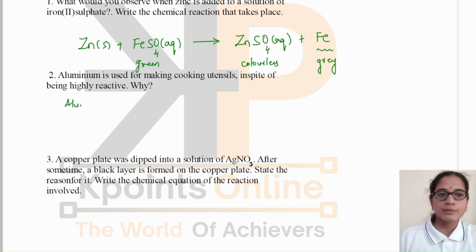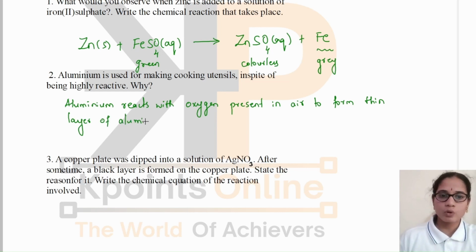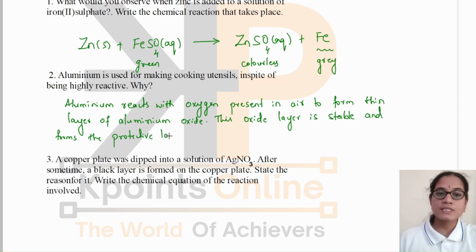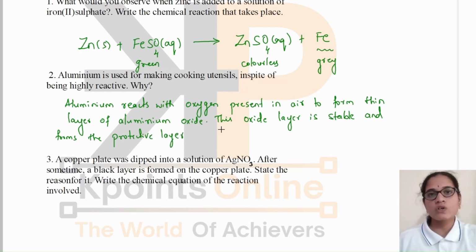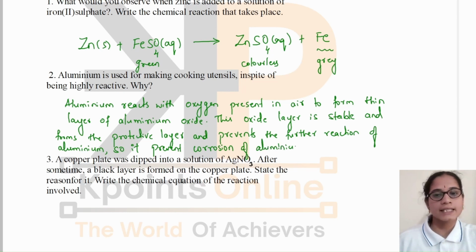Aluminium reacts with oxygen present in air to form a thin layer of aluminium oxide, and this oxide layer is stable and it forms the protective layer. Why? Because it prevents the further reaction of aluminium metal with the external environment. So it prevents corrosion of aluminium and it can be safely used for cooking purposes.